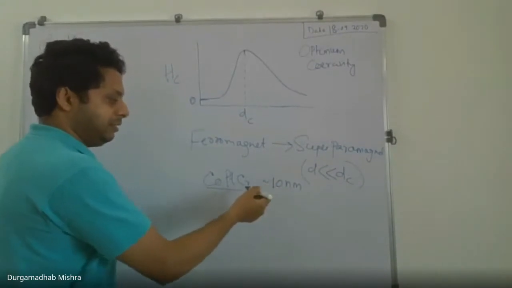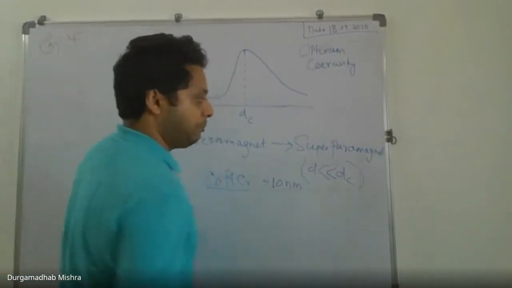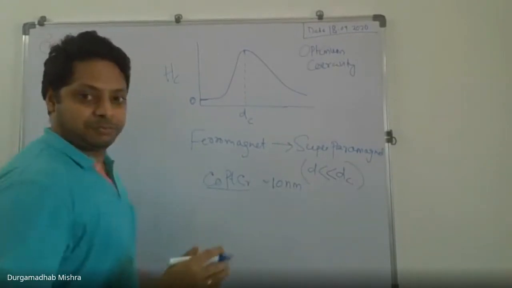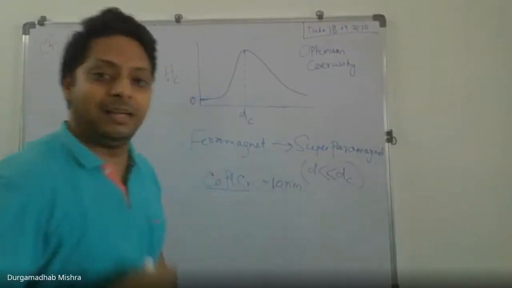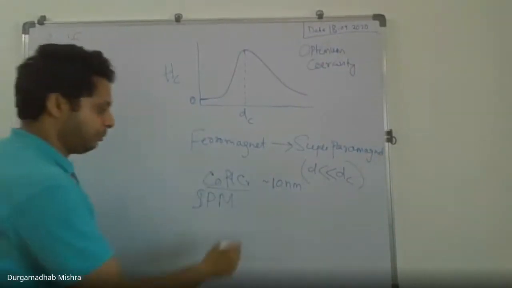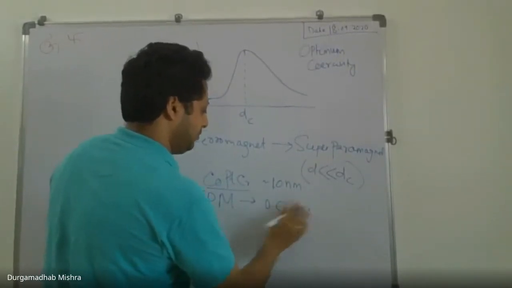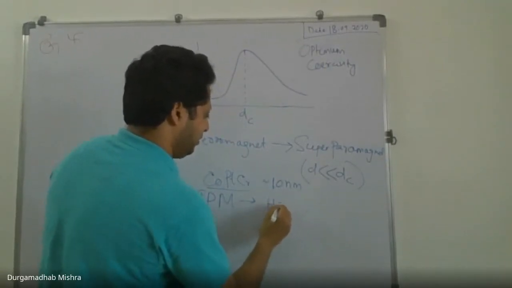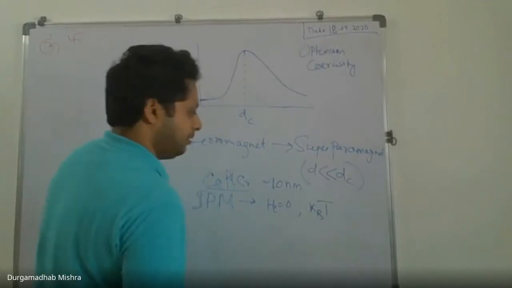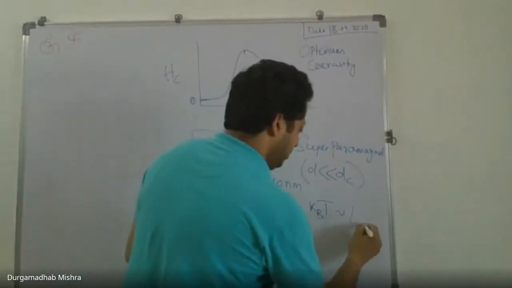Now, if you go below, like 4 or 5 nanometers, what happens? This material goes into something called a superparamagnet. So what does superparamagnet mean? A superparamagnet is basically like a paramagnet, but it has a very high magnetization. The short form is normally called SPM. The superparamagnet has almost zero coercivity, so Hc will be like 0, and due to thermal fluctuation, kBT will be of the order of the anisotropy energy.